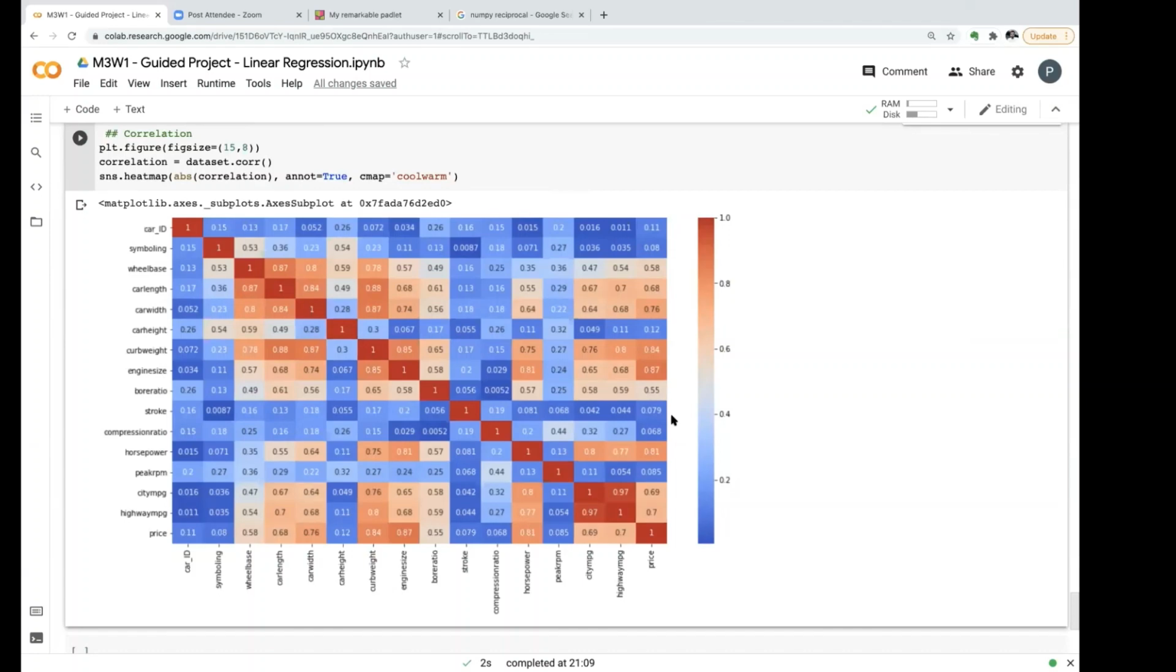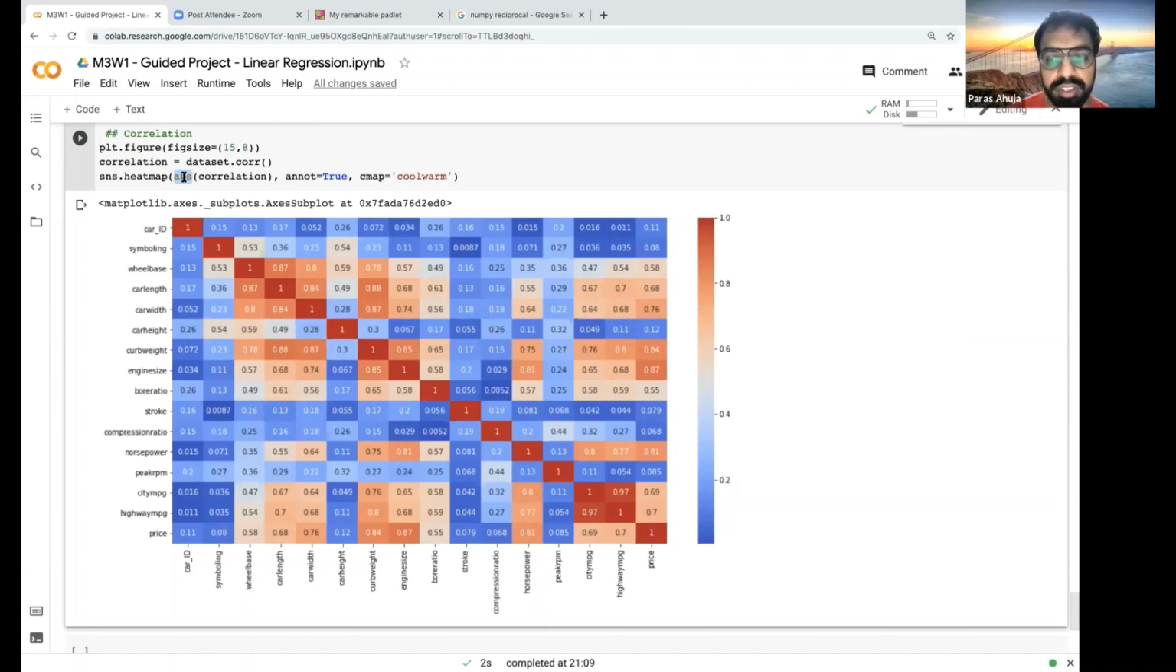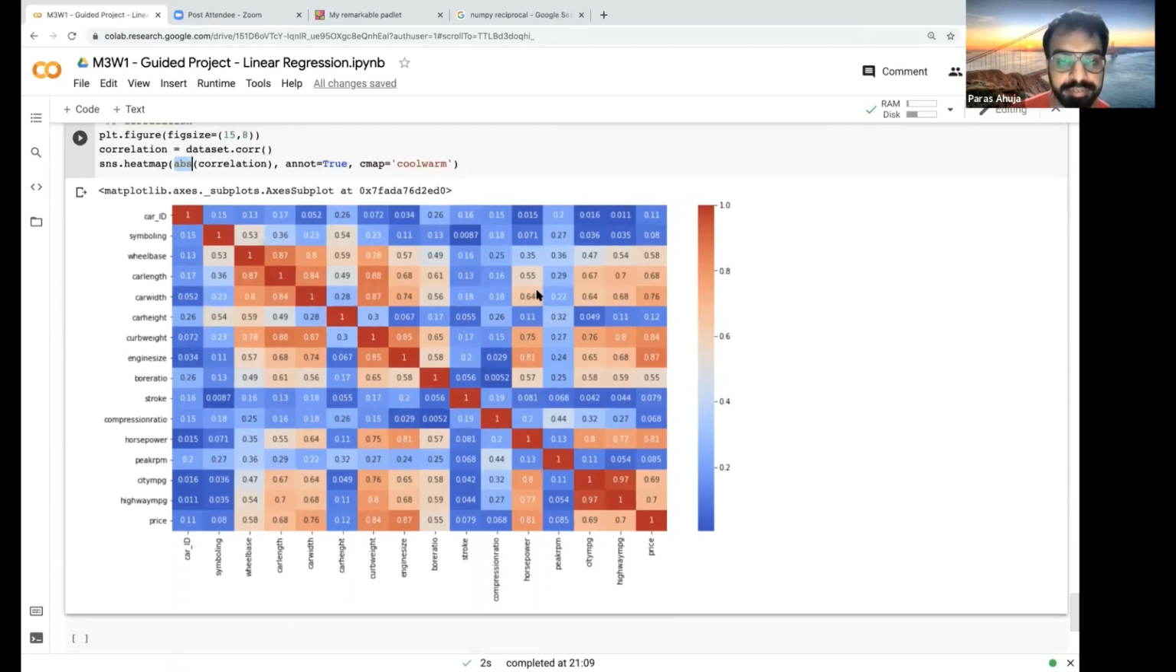So what I've done is I have used absolute here. That means I'm not bothered about positive correlation or negative correlation. What I'm bothered about is just the correlation, right? It doesn't matter to me at this point of time whether it's a positive correlation or negative correlation. What I'm bothered about is whether correlation is there or not. And as the values go toward 1, that means correlation is high. So what all correlations are high?